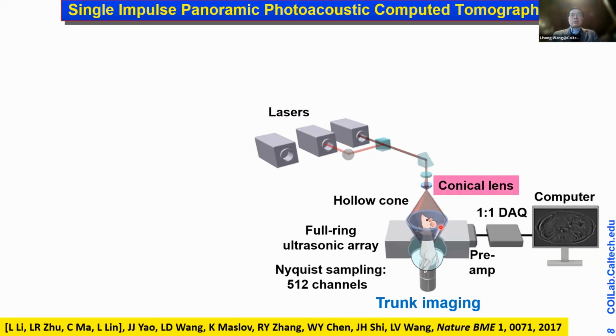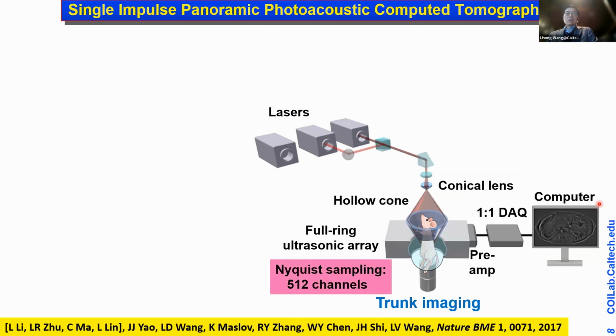We use a laser, route the laser beam to a conical lens to form a hollow cone beam for maximal energy delivery to the trunk. We use a full ring ultrasonic transducer array to form a panoramic image. So we're viewing the animal from all possible angles to get the best image quality.